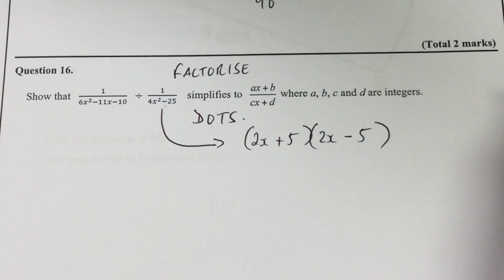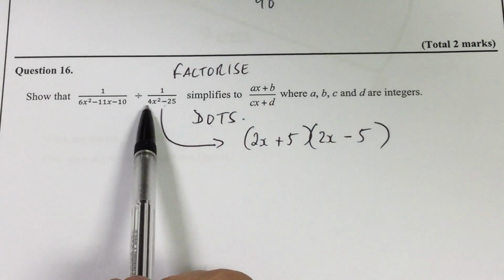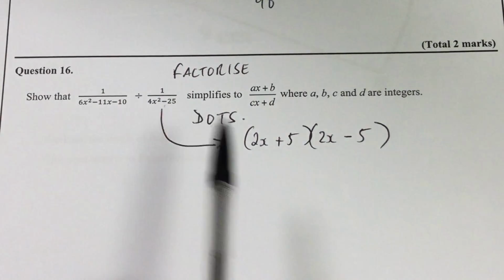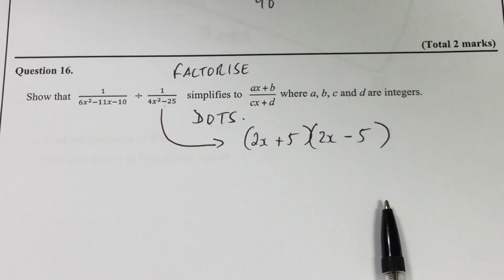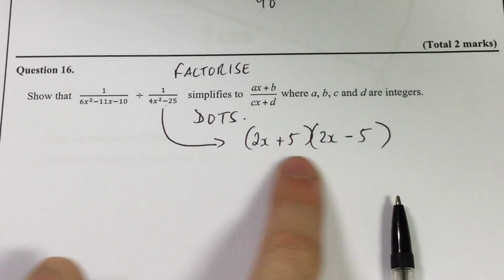If you did do the long way of factorising, you do 4 times 25, which is 100. You do the factors of 100 that have a difference of 0. So it'd be the same number, and that would cancel out at some point when you actually simplify. But this is a nice easy one to recognise.